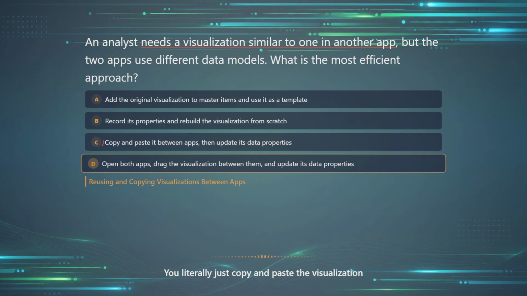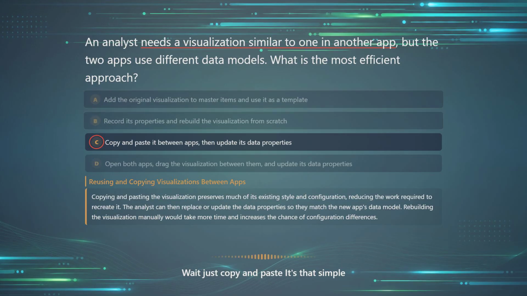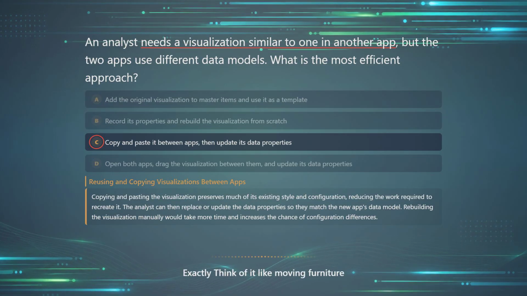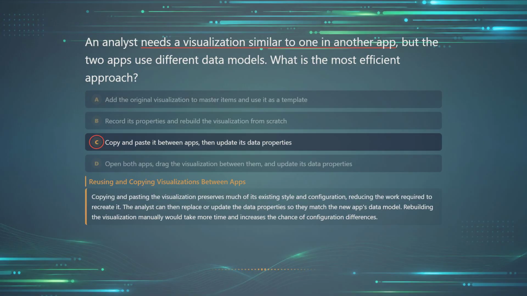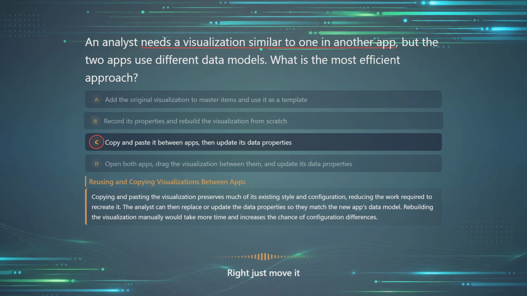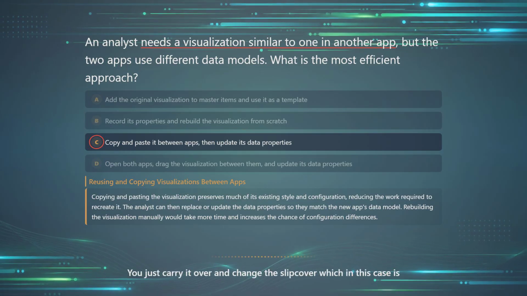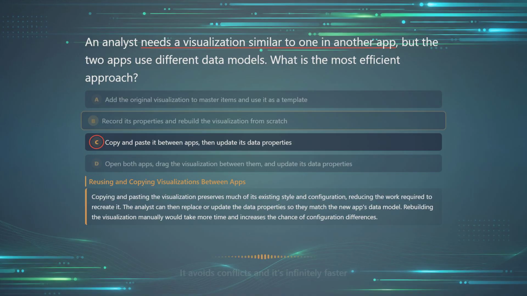You literally just copy and paste the visualization, then update the data properties. Wait, just copy and paste? It's that simple. Think of it like moving furniture. You don't rebuild the couch from scratch just because you moved to a new house. Just carry it over and change the slipcover, which in this case is the data properties to match the new data model's fields. It avoids conflicts and it's infinitely faster.